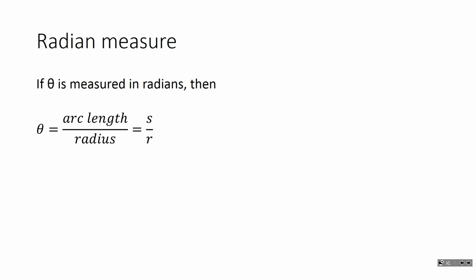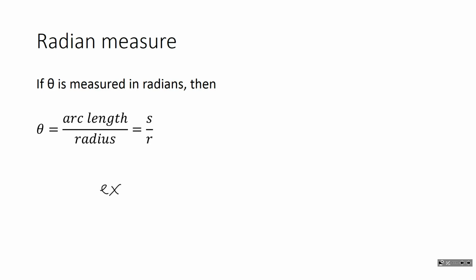Now, using the idea from the previous slide, if theta is being measured in radians as opposed to degrees, then we say that theta equals the arc length, which we'll call s, over the radius, which is equal to r. So when the arc length and the radius are equal to each other, then theta will equal 1. Well, let's consider an example where s is not equal to r.